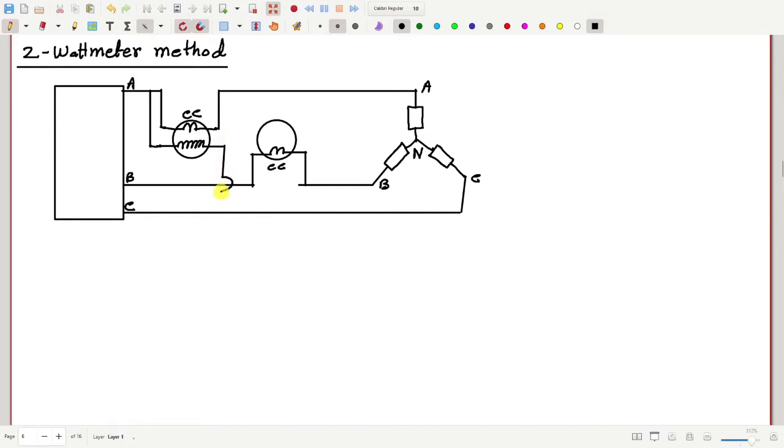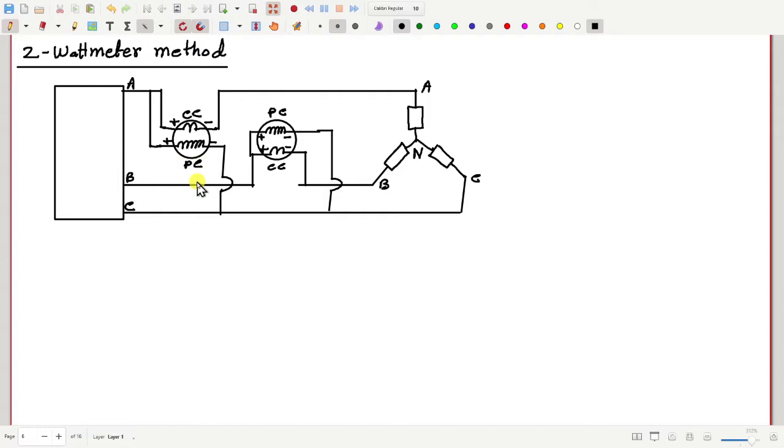Okay, so in this case line number C, and then if this is plus minus, this should also be the plus minus like this. And similarly here. Now I have to measure the voltage of phase B with respect to phase C, so I can do it like this. Plus minus, pressure coil, pressure coil. Okay, so that's how to connect it.